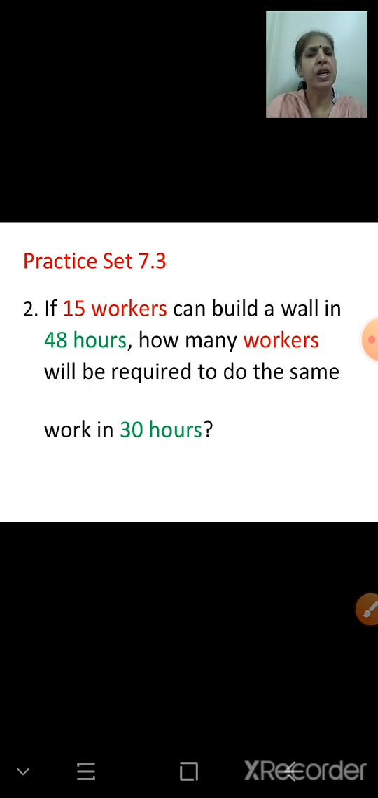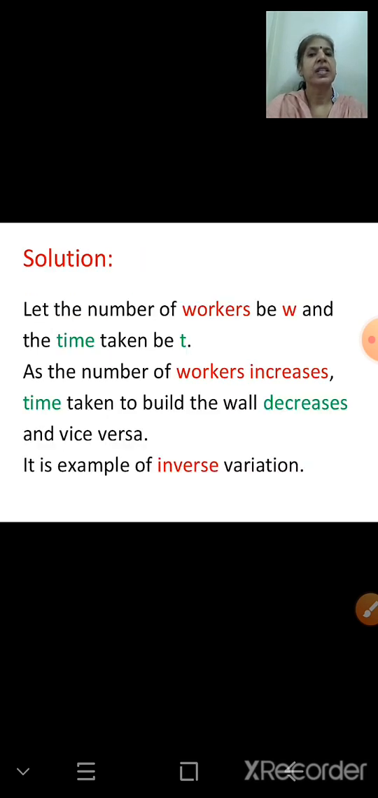If 15 workers can build a wall in 48 hours, how many workers will be required to do the same work in 30 hours? It is a word problem. So we have to identify what is given. Number of workers 15. Time taken 48 hours. Now they are asking how many workers will be required. Time is 30 hours. So time is decreasing from 48 hours to 30 hours. So if time decreases, number of workers required will be more, because of the relation we have between the work and the time.